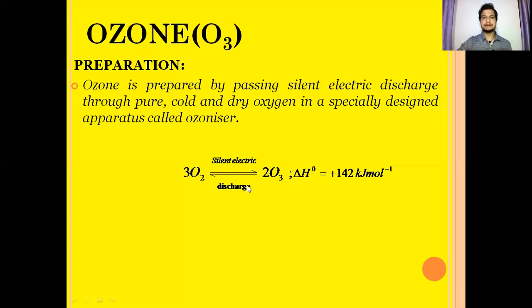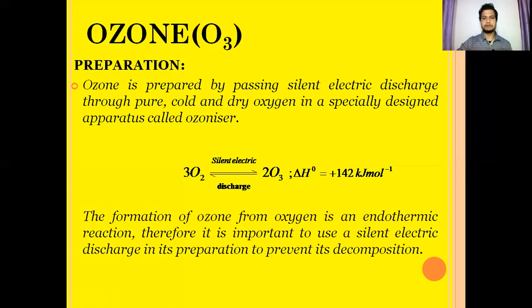By silent electric discharge, what we mean over here is a sparkless electric discharge. So we are giving an electric discharge without any spark. Silent over here means sparkless electric discharge. So whenever anyone mentions silent electric discharge, what they basically mean is sparkless electric discharge. Basically we don't want to convert O3 back to O2. That's why we need silent electric discharge.